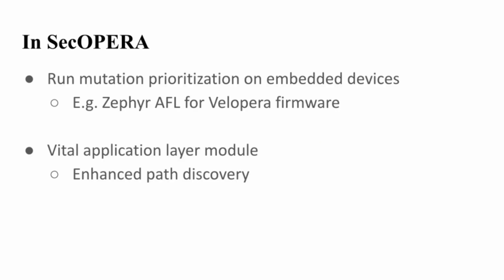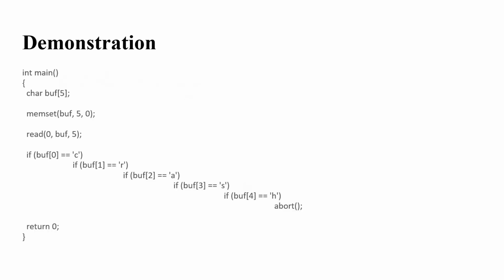In SecOPERA, we plan to evaluate mutation prioritization on the pilot use cases, for example run Zephyr OS AFL for Velopera firmware. Additionally, it can serve as a vital application layer component in order to greatly improve the performance of fuzzing. In our demonstration, we use a crash program, which includes a set of branches that lead to an application crash when the given input is crash.